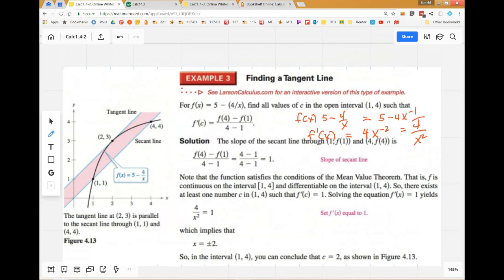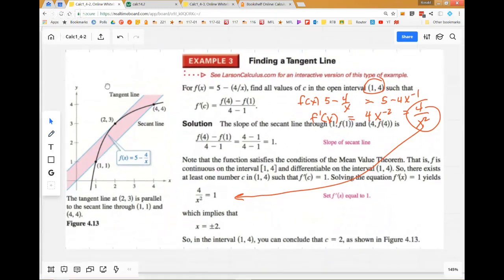Now take that and set it equal to 1, because that was the slope of that original line. Can you solve that? Sure, just multiply both sides by x squared. You get x squared equals 4, and you get two answers: x equals 2, x equals negative 2. Of course, the only thing we were asked to do is find a point in the interval. So even though negative 2 is true, we're only interested in the positive 2.